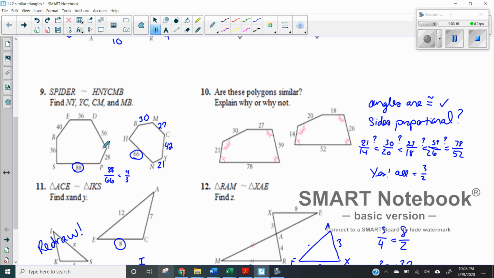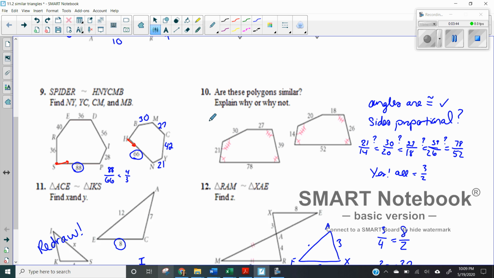Now this one, just be careful because the one's rotated a little bit. So I actually had drawn on my notes just to sort of keep track. So SPIDER, so going from S to P, my eyes went around this way, right, counterclockwise, and then HNYCMB, so from H to N. So my eyes also kind of went around this way. So I'm matching up like 28 with this side, right? 56 with this eventually is 42.